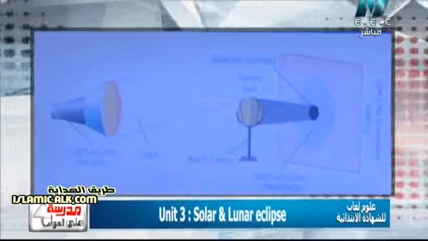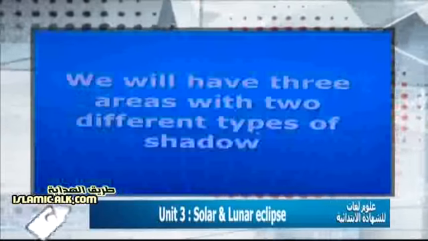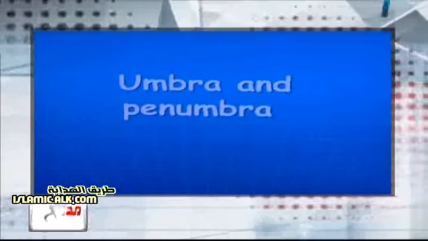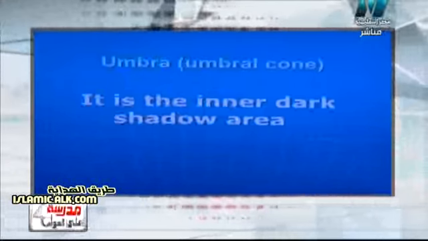So let's have the differences between the two types of areas which we will have. We will have three areas with two different types of shadow, which are umbra and penumbra. What's meant by umbra or umbral cone is like the cone. It actually resembles the shape of a cone.